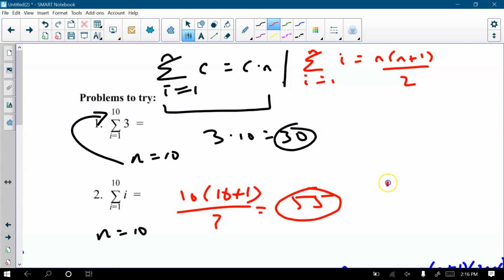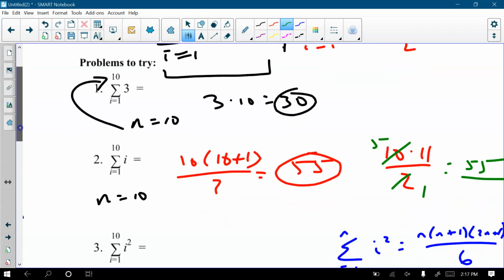One thing about multiplying those, many students like to multiply the 10 times 11 first and find half of 110. I like to divide the 10 and the 2 to be 1 and 5 to get 55. I do not need to rubber band this because I do not have two terms in the numerator. I only have one term. A little calculation note there.